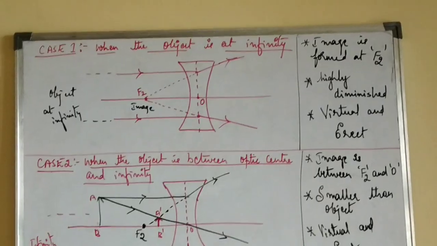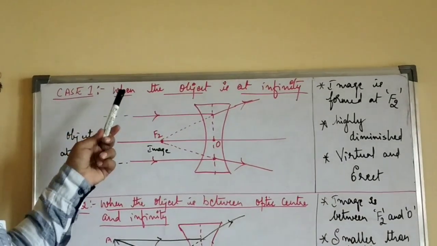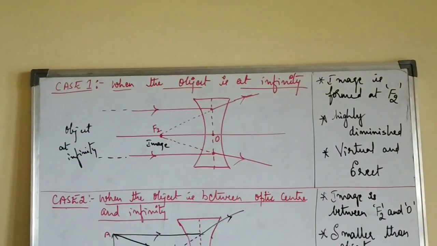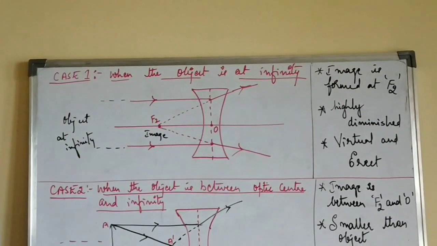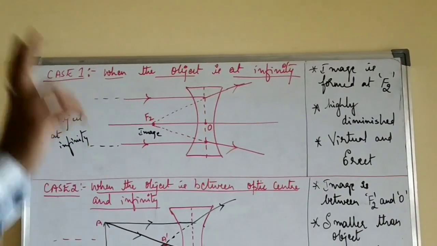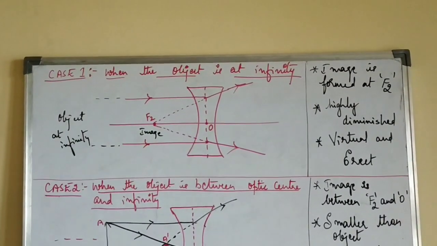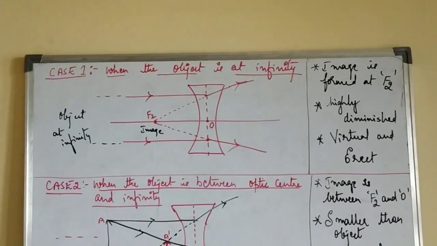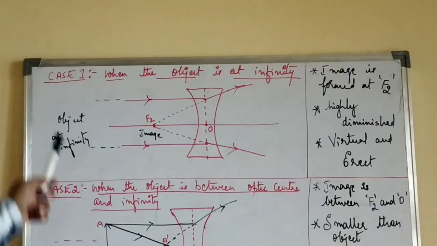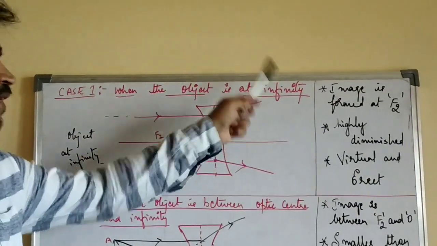Now students, we will study the 2 cases of the formation of the image in the concave lens. Based on the 3 rules, as I told you, out of the 3 rules we are taking only 2 rules into consideration while constructing the ray diagrams for the image formation in a concave lens. Now first case, when the object is at infinity.